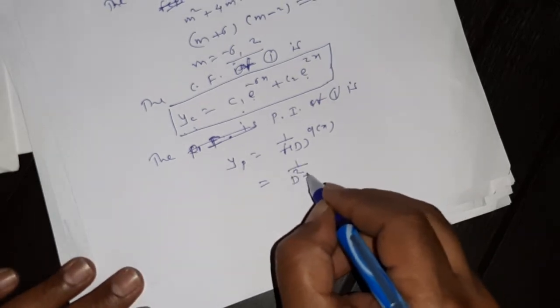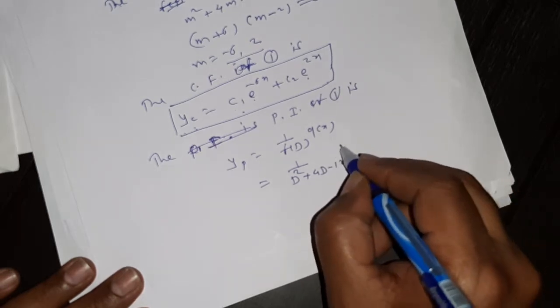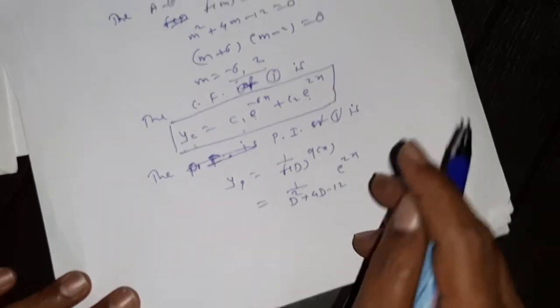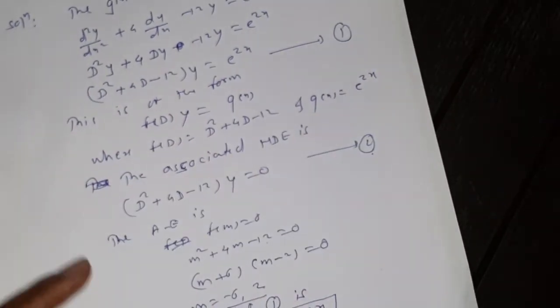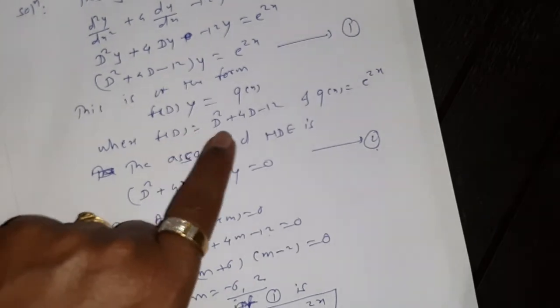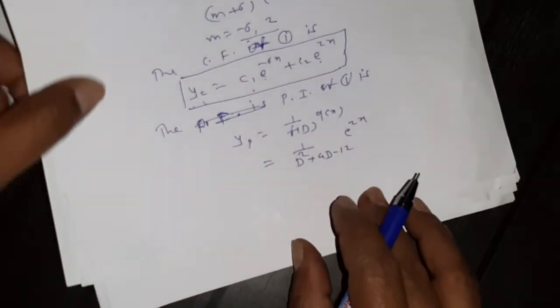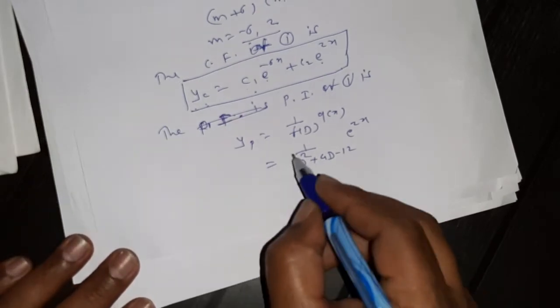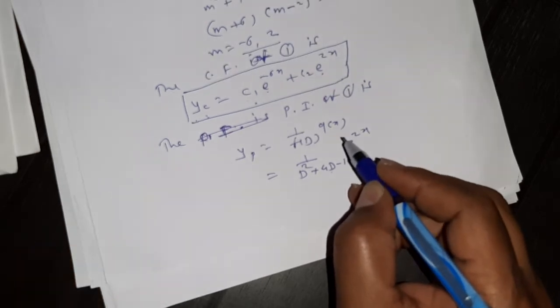So what is f(D)? It is D square plus 4D minus 12, and Q(x) is e raised to 2x. So f(D) is D square plus 4D minus 12 and Q(x) is e raised to 2x. To find the particular integral, the formula is 1 by f(D) Q(x). So write 1 by f(D) Q(x).